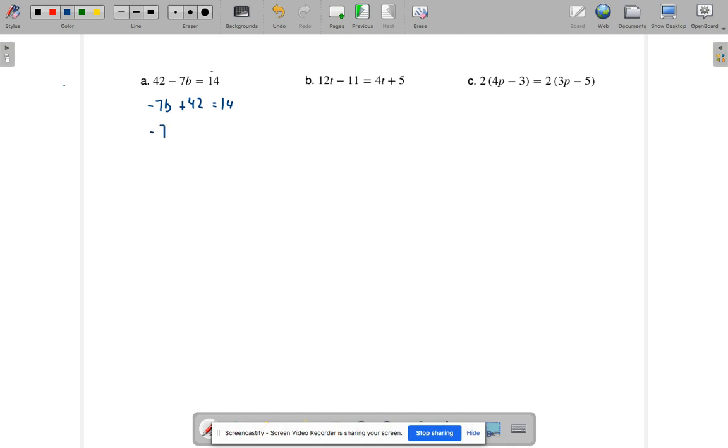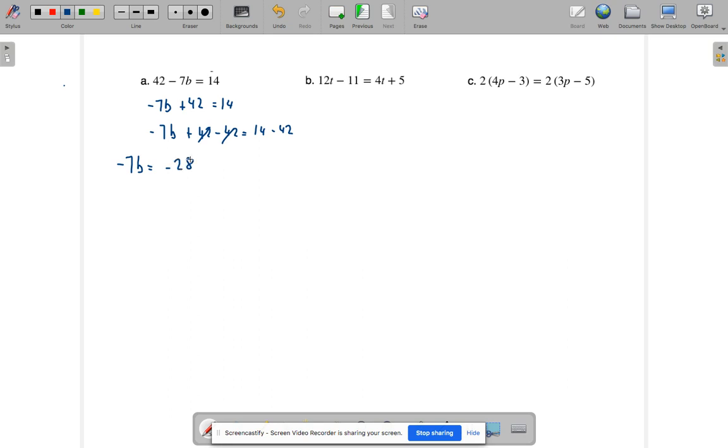So negative 7b plus 42 minus 42 equals 14 minus 42. So I've subtracted 42 from both sides. Now those two 42s will cancel out, plus 42 and minus 42. We're left with negative 7b equals 14 minus 42. Now you can use your calculator if you wish. It's going to be negative 28.